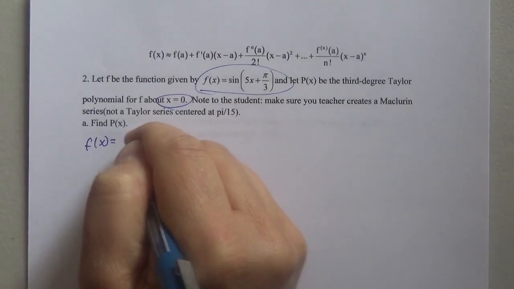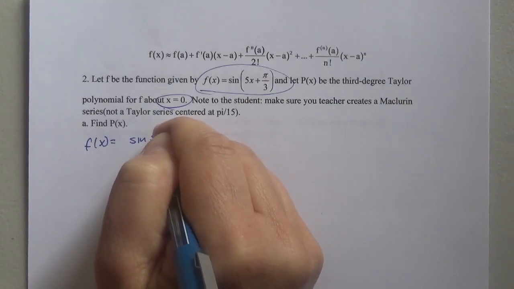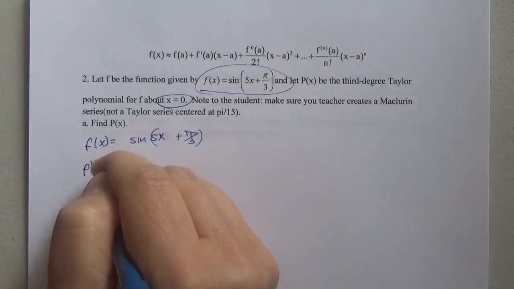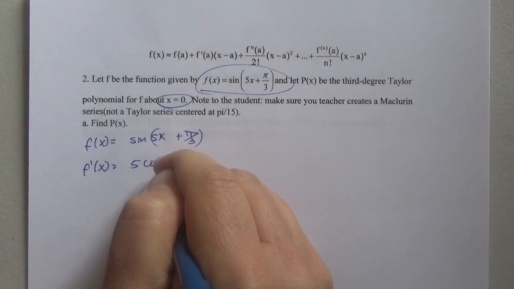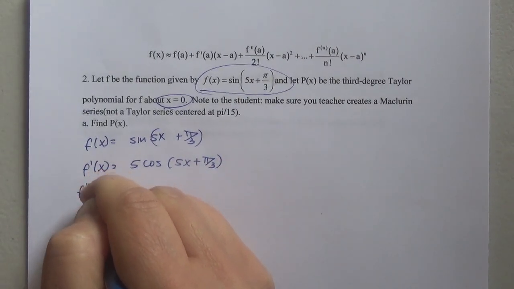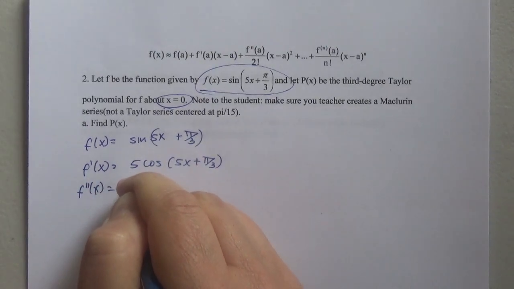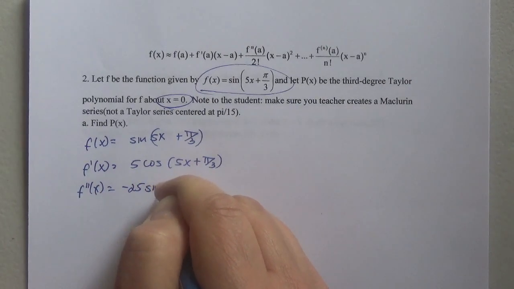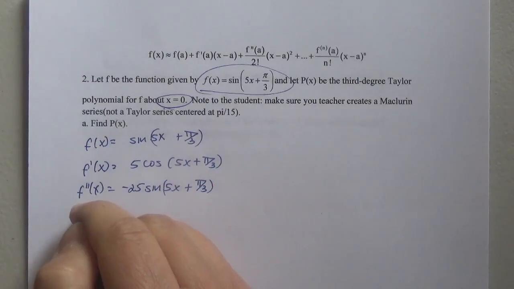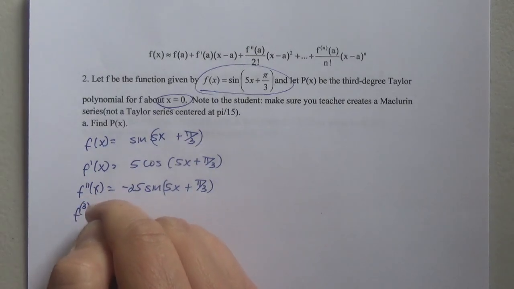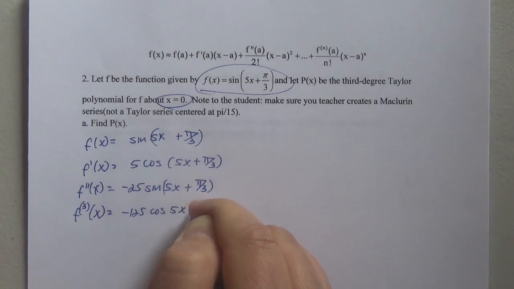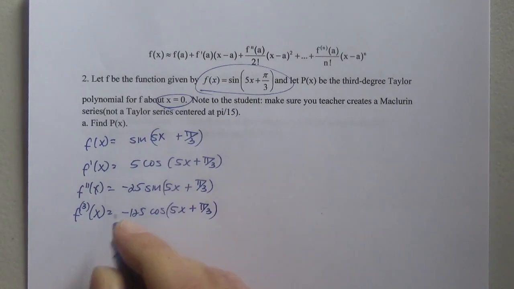So our f of x is going to be the sine of 5x plus pi over 3. My first derivative of x is going to be 5 cosine 5x plus pi over 3. My second derivative of x is going to be negative 25, the sine of 5x plus pi over 3. My third derivative of x is going to be negative 125, the cosine of 5x plus pi over 3.